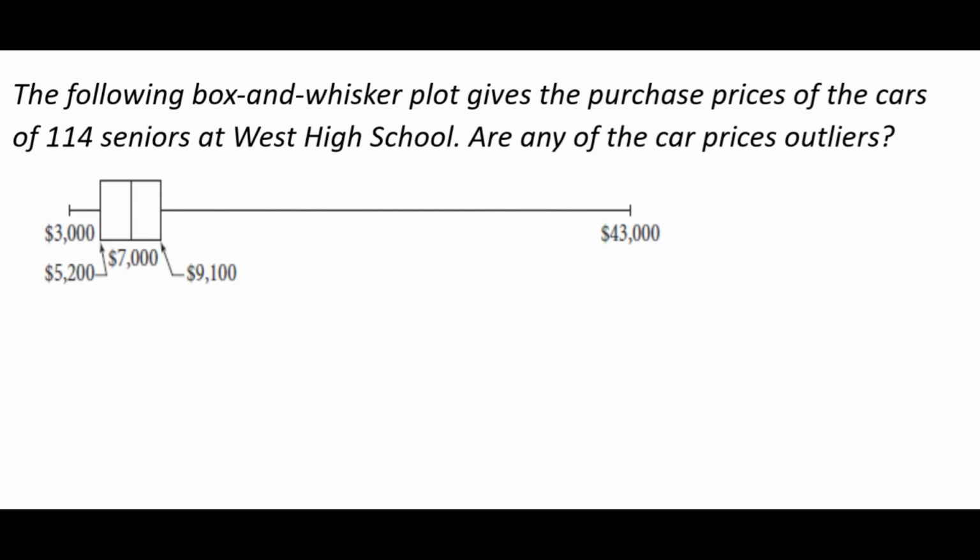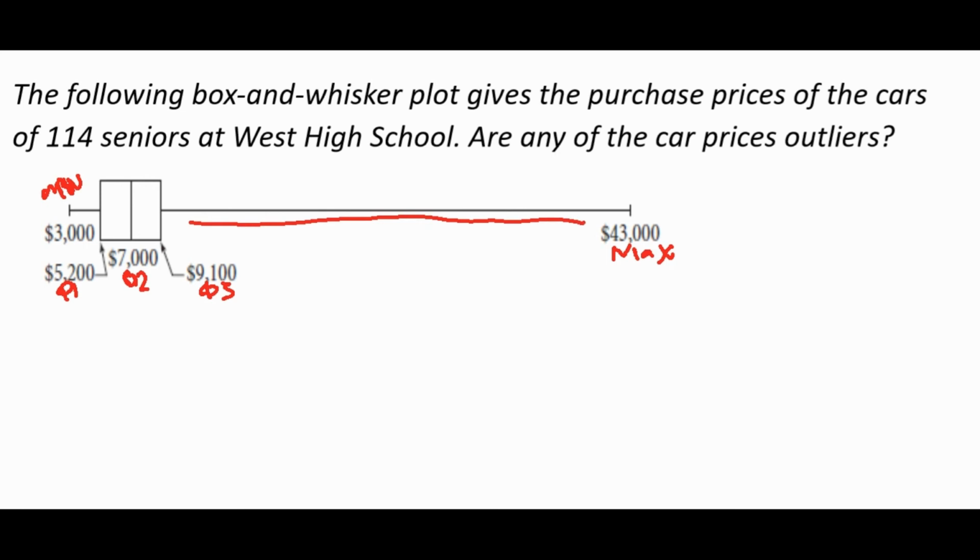Let's put some color in here. So we have a minimum value right here. The minimum value is that $3,000, right? And then we have our Q1 right here at $5,200. We have our Q2 here at $7,000. We have our Q3 here at $9,100, and then all the way out here we have this max price. Now that is obviously a very long whisker here.